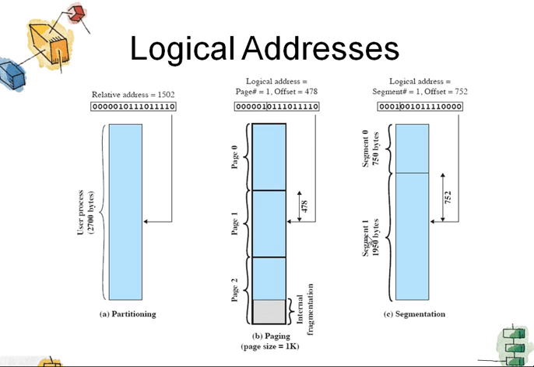So here the process is divided into two segments. Segment 1 size is 1950 bytes and segment 2 size is 750 bytes. I hope you have understood this concept.